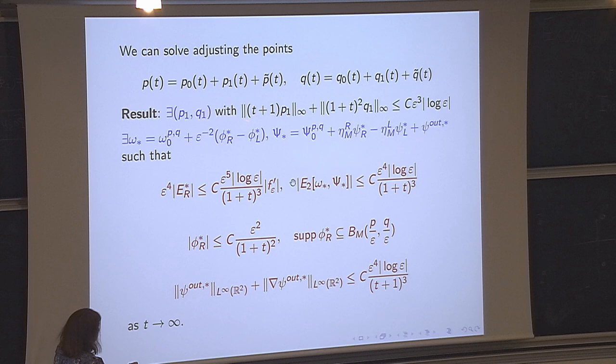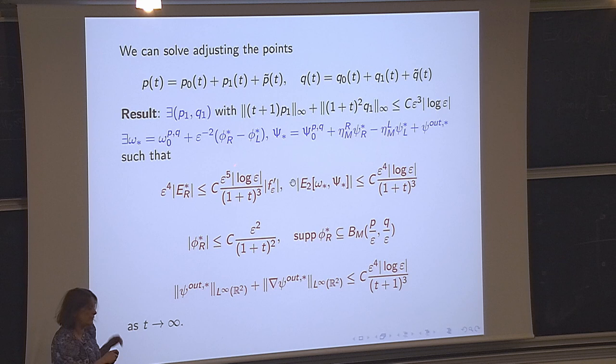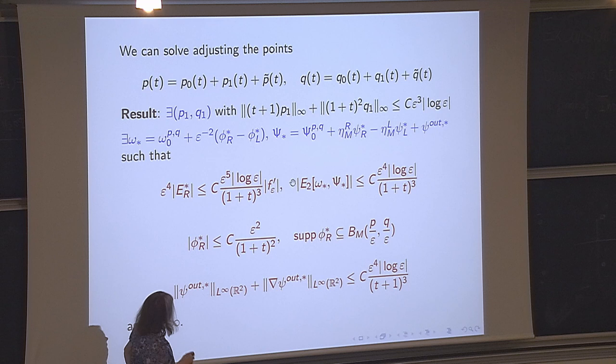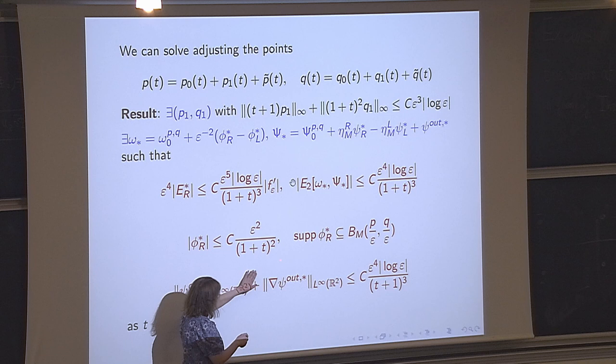And you can find a function W star and a psi star of the form I described before, in such a way that now the error is much smaller. It's epsilon to power 5, before it was epsilon squared, with a fast decay, t cubed. And the second is the part of the error coming from the transport, with the control on this phi r star and the psi out. So they are small in epsilon and decay in time.